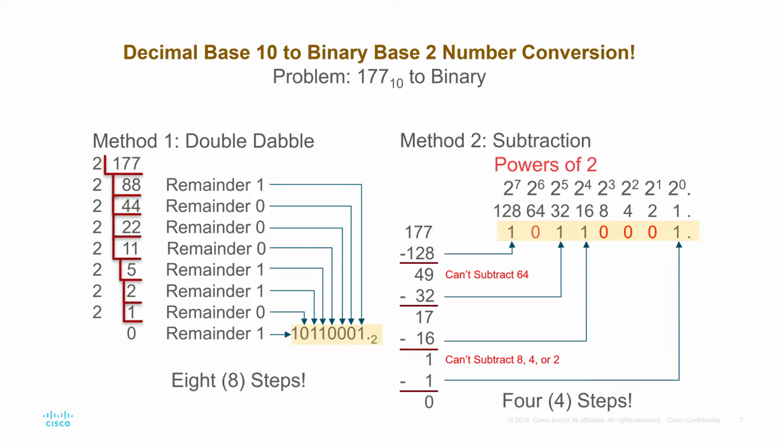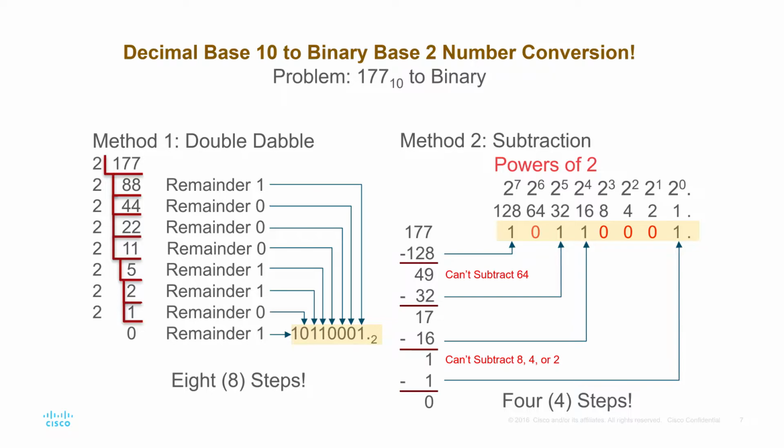I can take 32 away, so that column receives a 1, and it leaves me a remainder of 17. I can subtract 16 from that, so again the 16s column will have a 1. 16 from 17 leaves me 1, so I cannot subtract 8, 4, or 2, so those 3 columns receive a 0. The final column is a 1, so I can take 1 away from the 1, which leaves me a final result of 0. And you will see in the colored blocks, both answers are exactly the same. 1, 0, 1, 1, 0, 0, 1.